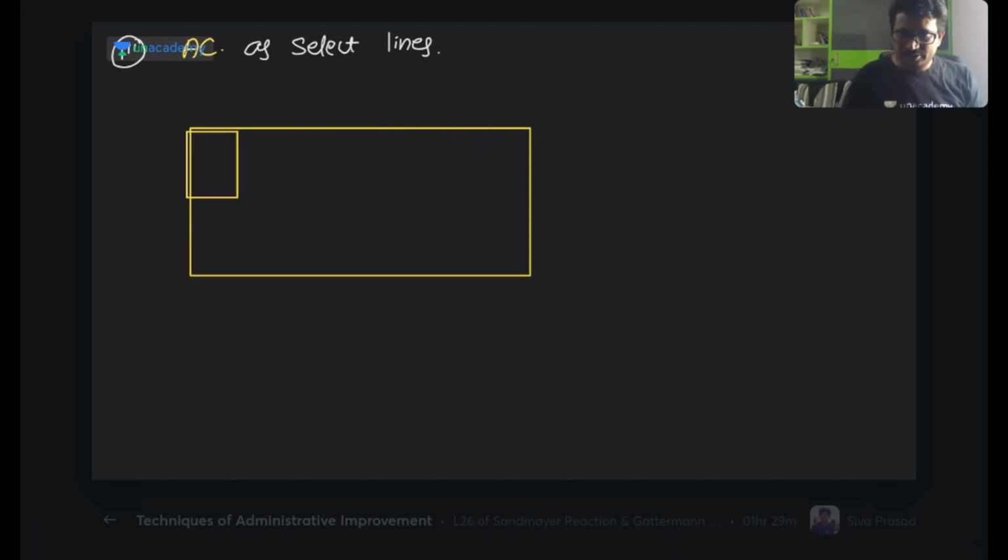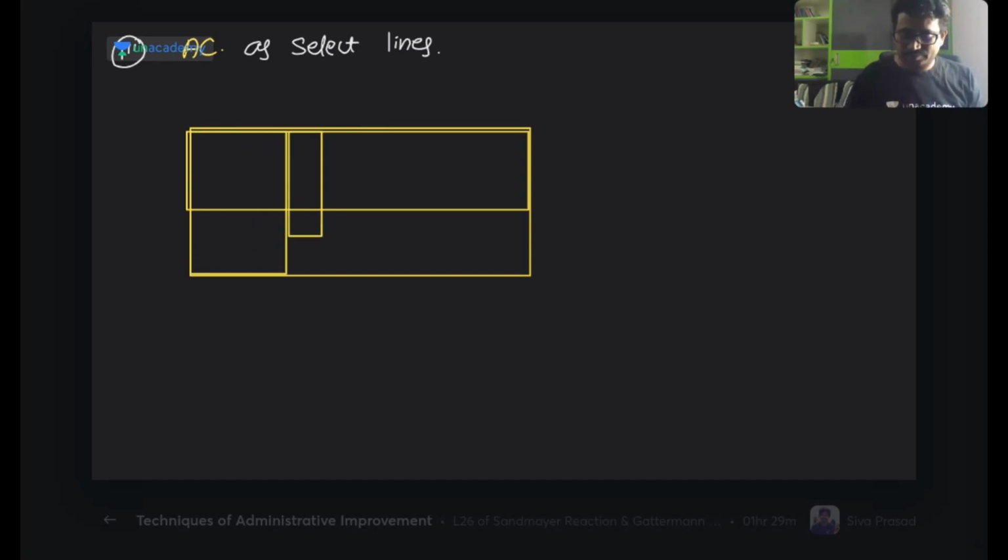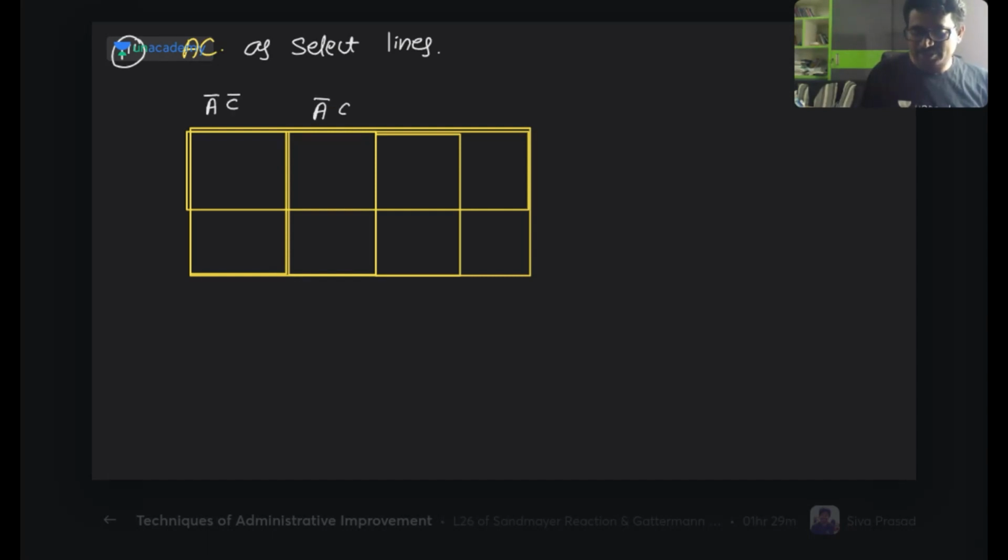So form a table like this, just like the table we have seen. This is not a K-map, don't worry, so there is no need to maintain the Gray code. So AC means here I should take A bar C bar, this is A bar C, this is A C bar, and this is AC. Next, for the other line we should take B bar and B.